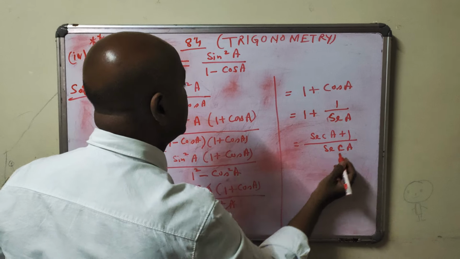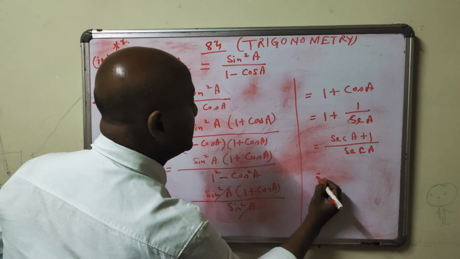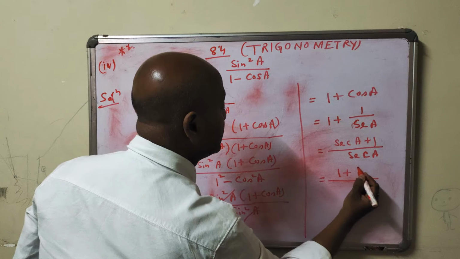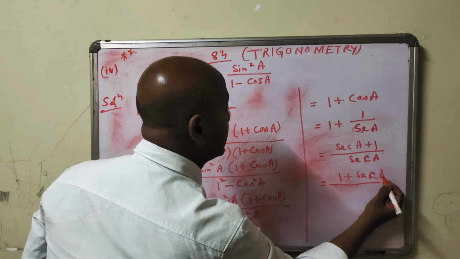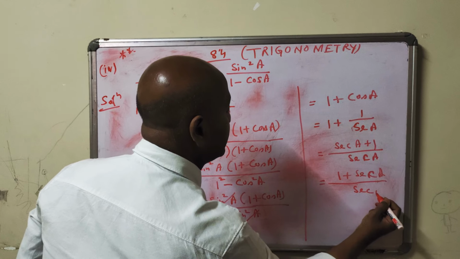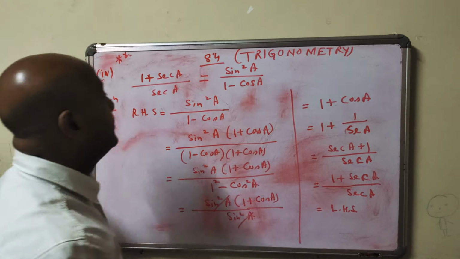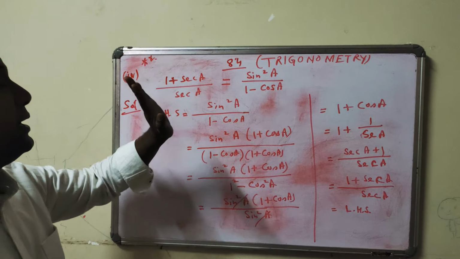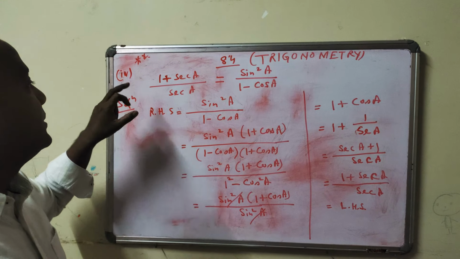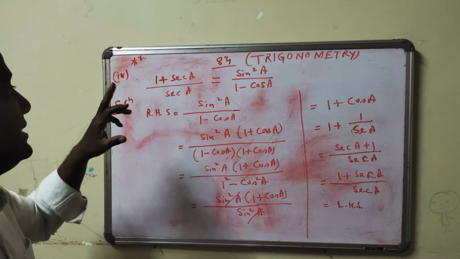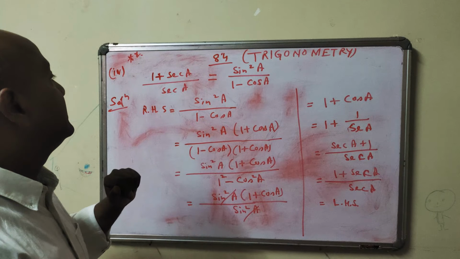Sec A plus 1. So arrange it as in the question. 1 plus sec A by sec A. Very easy. Equal to what? Left hand side. See what I have done. Don't be nervous. Simply see the sum and take the p by q part.